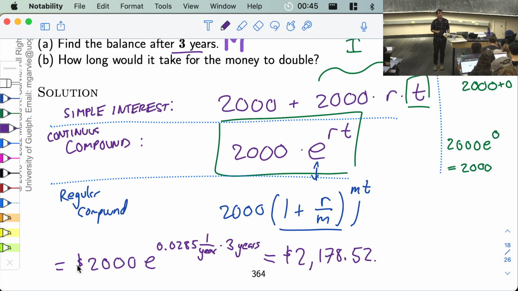Question up here, yeah? So the reason I took something else is that I used the regular compound interest formula. Yeah.